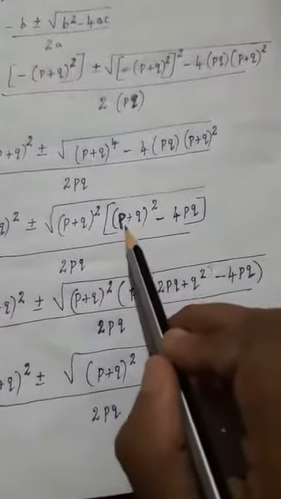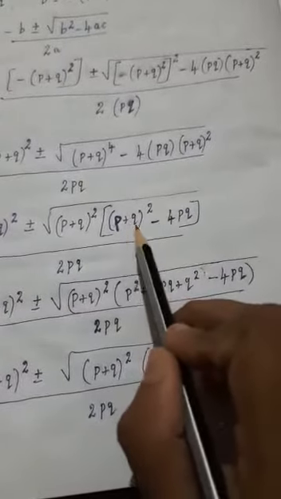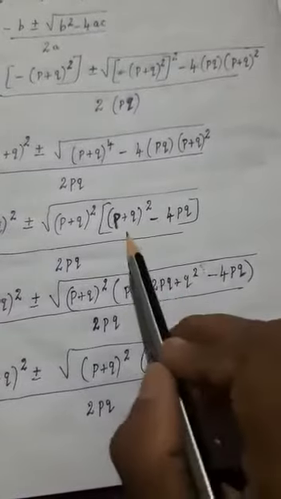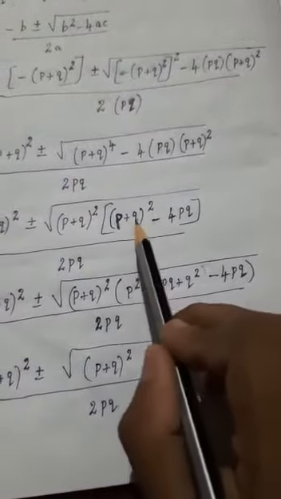Now can you simplify? You know the formula for (a plus b) the whole square. Here what do you have? (p plus q) the whole square means p square plus 2pq plus q square. So you can apply the formula for that (p plus q) the whole square.